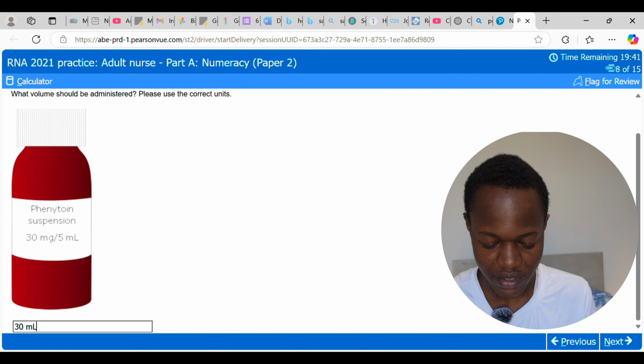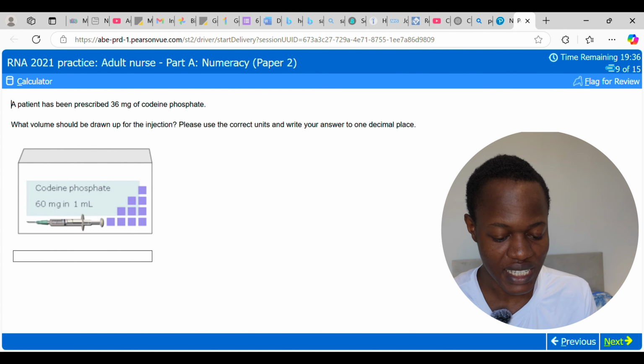A patient has been prescribed 36 milligram of codeine phosphate. What volume should be drawn up for the injection? Please use the correct units and write your answer to 1 decimal place. So we know this one is in 1 decimal place.